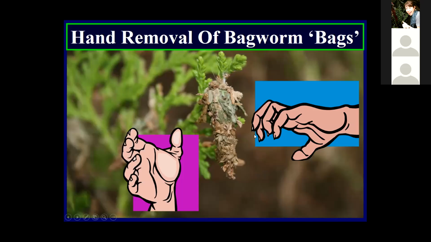So that's why I recommend hand picking the female bags, and then you put them in some soapy water. You can put them on the ground and squish them, whatever you want. And by killing the eggs, you can minimize up to 1,000 offspring coming in for next year.